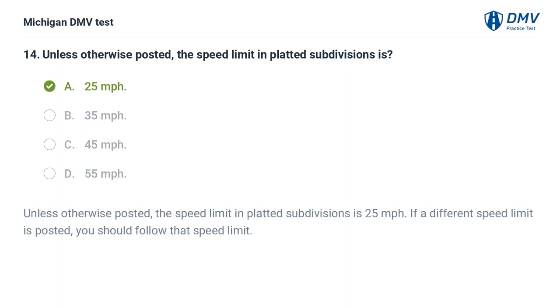A. 25 miles per hour. Unless otherwise posted, the speed limit in platted subdivisions is 25 miles per hour. If a different speed limit is posted, you should follow that speed limit.